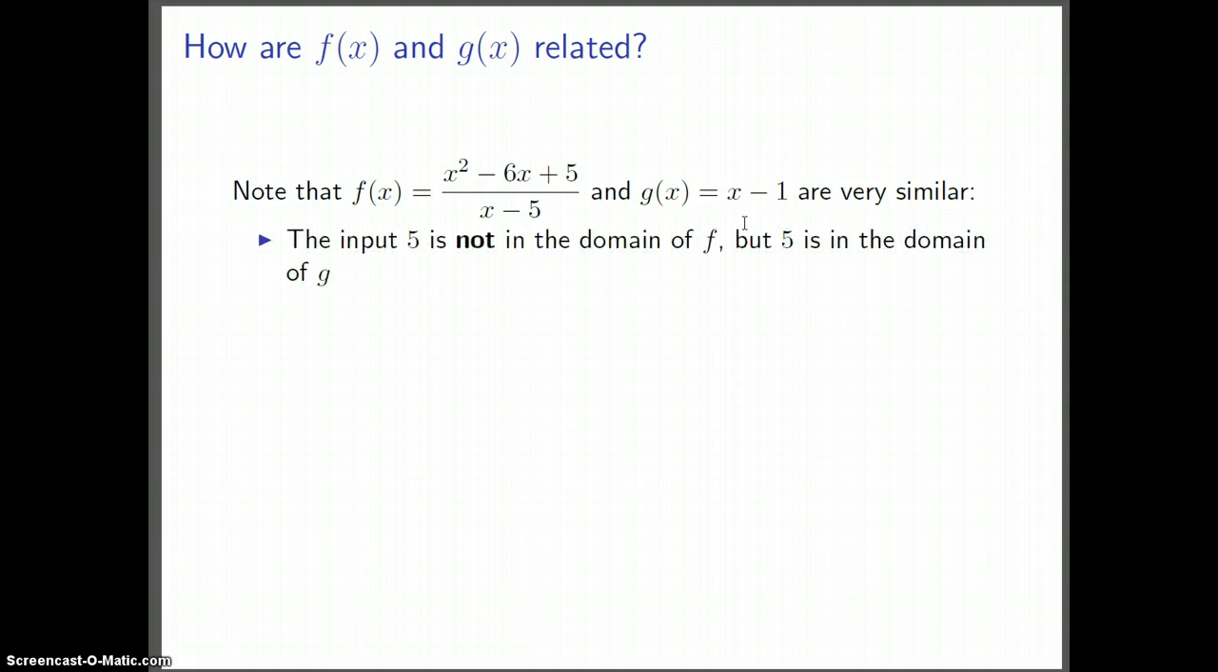In fact, let's just point out what their difference is. The difference is just a little piece of the domain. The number 5 cannot be input into f, but it could be input into g. So 5 is not in the domain of f, but 5 is in the domain of g. And other than that, the functions are equal. So, in other words, f of x equals g of x as long as x is not equal to 5.